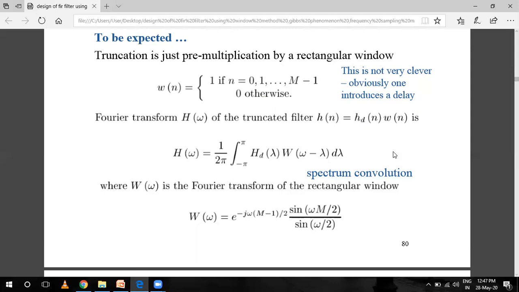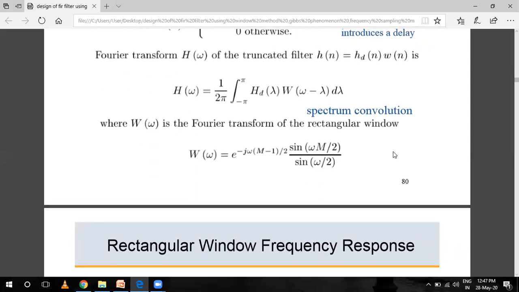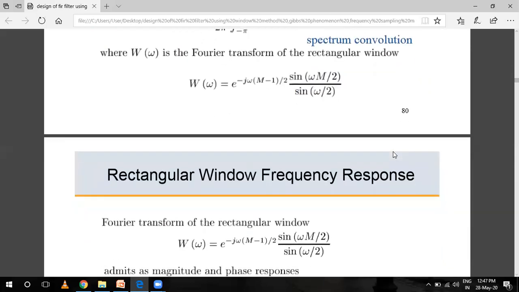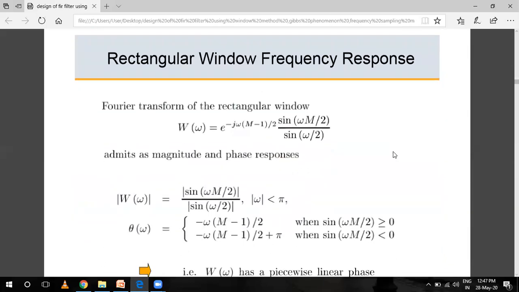W(ω) is the Fourier transform of the rectangular window, that is W(ω) = e^(−jω(M−1)/2) · sin(ωM/2) / sin(ω/2). This is the rectangular window frequency response, the Fourier transform of the rectangular window. This formula you have to remember.